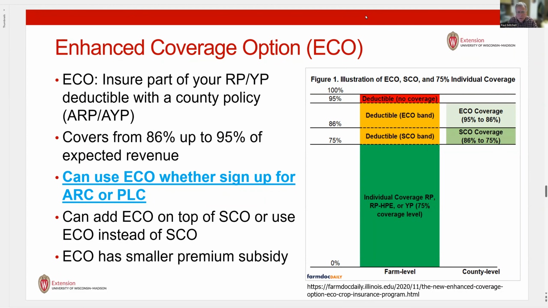The other thing to note is that ECO is going to be a little more costly because it has a smaller premium subsidy. Farmers pay a lot more of that premium, whereas with the SCO, about 65% of the premium is subsidized, whereas ECO is much smaller.